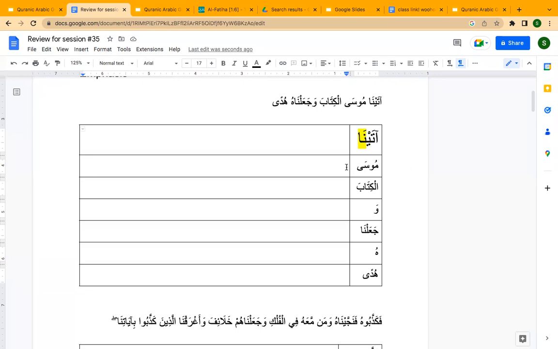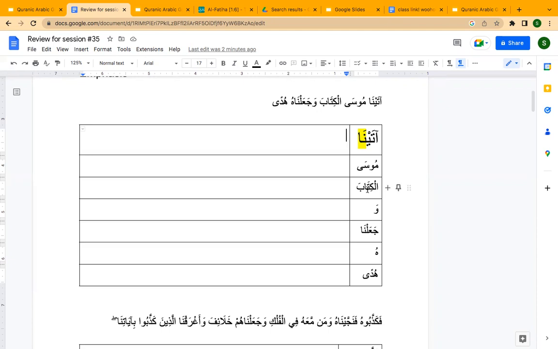It can be maf'ul bihi. Who did we give? So whenever I have a who question, which maf'ul out of the 5 mafa'il answers my who question? Absolutely correct. It is maf'ul bihi, because my who questions are answered by my maf'ul bihi. My detail that is pertaining to who is the receiver of the action is maf'ul bihi.